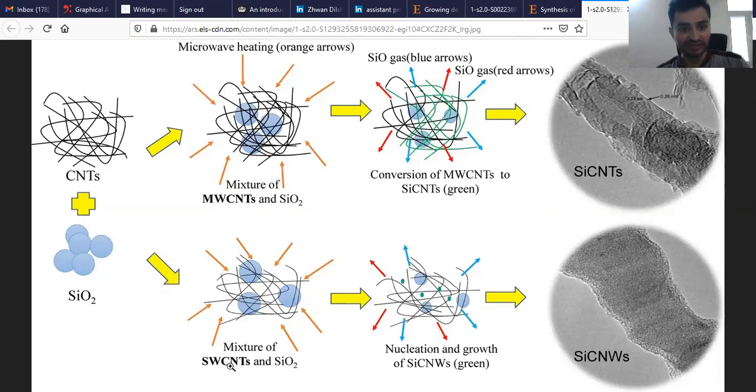But when they use a single wall carbon nanotube with silicon oxide, they found nucleation. Nucleation means starting to create nuclei for the new material and growth of a single nanowire. So we got nanotube silicon carbide here, and here we got silicon carbide nanowire, a totally different structure.